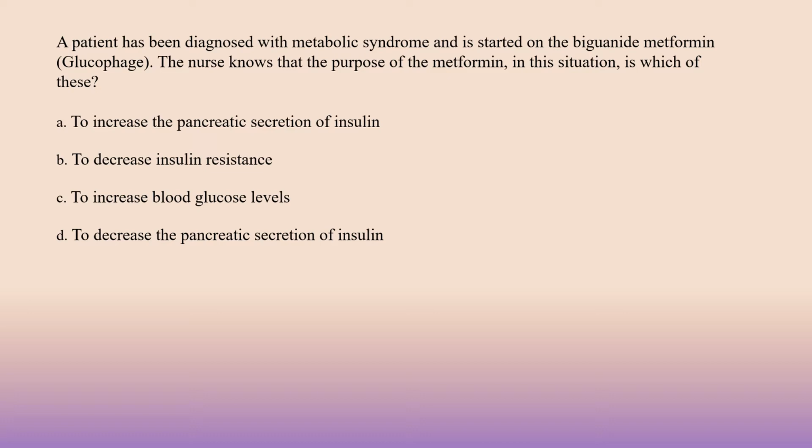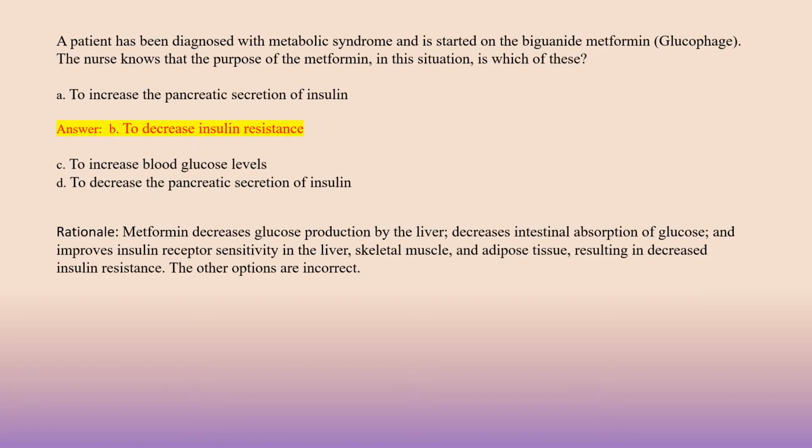Answer: B. To decrease insulin resistance. Rationale: metformin decreases glucose production by the liver, decreases intestinal absorption of glucose, and improves insulin receptor sensitivity in the liver, skeletal muscle, and adipose tissue, resulting in decreased insulin resistance. The other options are incorrect.